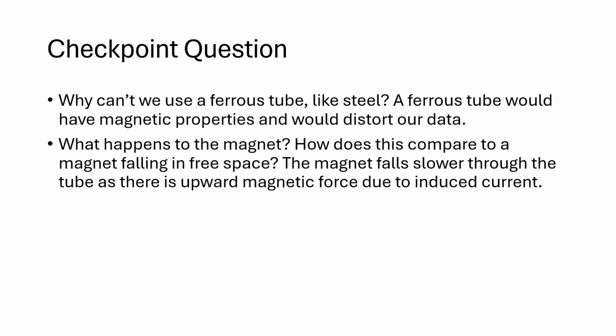Checkpoint question: why not use a ferrous or steel tube? Because steel is magnetic, it would distort the magnetic field and completely change the induced currents. Why does the magnet fall slower than in free space? As it falls, the changing magnetic flux induces currents in the aluminum, which produce a magnetic force opposing the motion. Lenz's law: this slows the magnet compared to free fall.